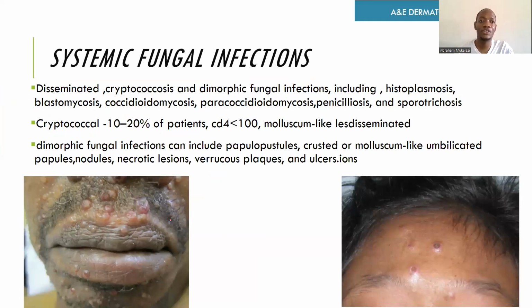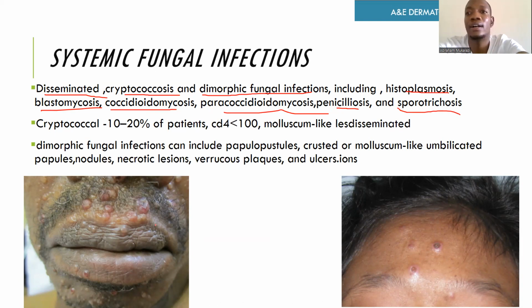So systemic fungal infections in HIV are usually very severe and disseminated. That's where you get disseminated cryptococcosis, and the dimorphic fungi like histoplasmosis, blastomycosis, coccidioidomycosis, paracoccidioidomycosis, penicilliosis, and sporotrichosis. All of them can cause infection in HIV. So every time you have a patient with HIV and an atypical presentation, you need to be very careful, because their presentation is usually atypical and usually severe.